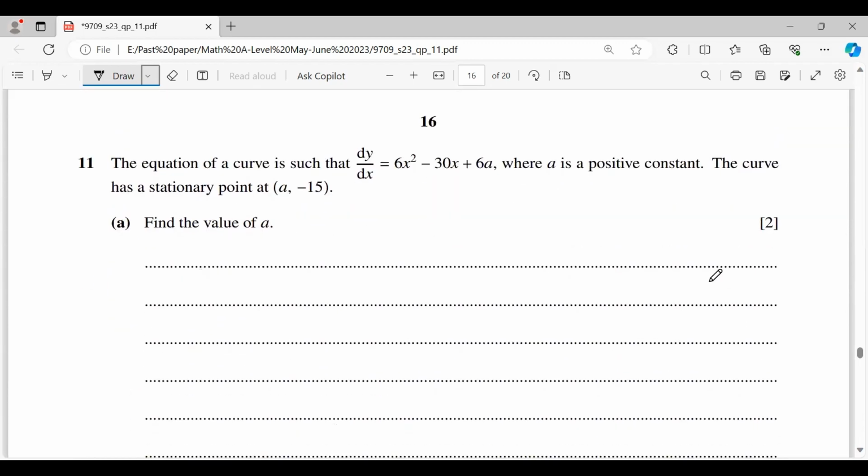11. The equation of a curve is such that dy/dx equals 6x squared minus 30x plus 6a, where a is a positive constant. The curve has a stationary point at a comma negative 15. Find the value of a. So we are going to find a. It means we're going to find the stationary point.